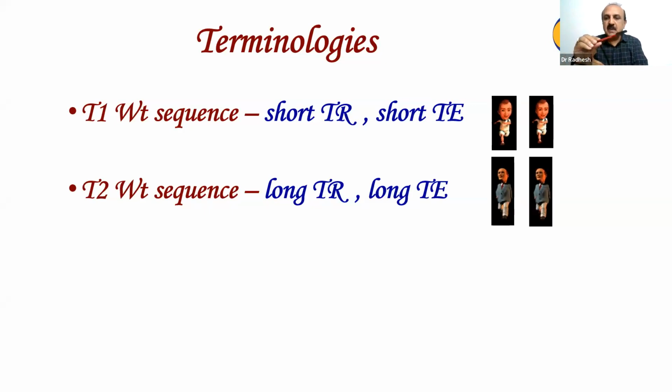Why is it short? Because I have not allowed the hydrogen to come back to its normal. That is known as a T1 weighted sequence: short repetition time, short echo time. Now, what is long TR?